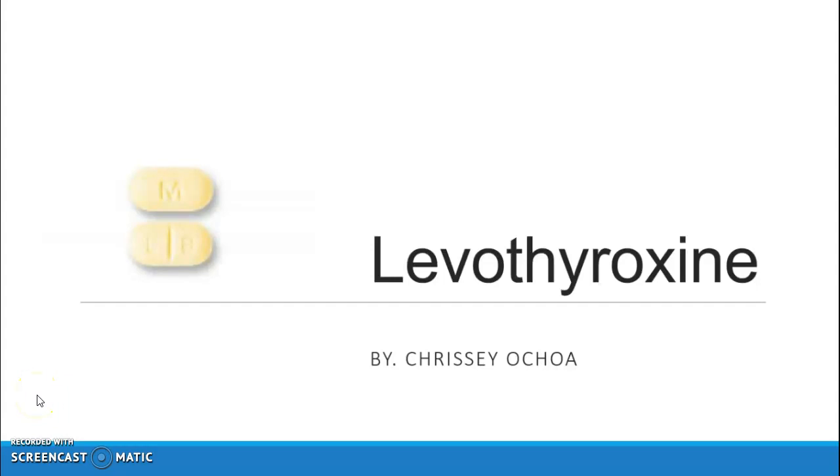Levothyroxine by Chrissy Ochoa. Here's a picture of one dosage and form of levothyroxine, and different dosages would be in different colors. One of the reasons I chose levothyroxine is because I take this medication for hypothyroidism every morning, and I thought it'd be interesting to see how this applies to chemistry.